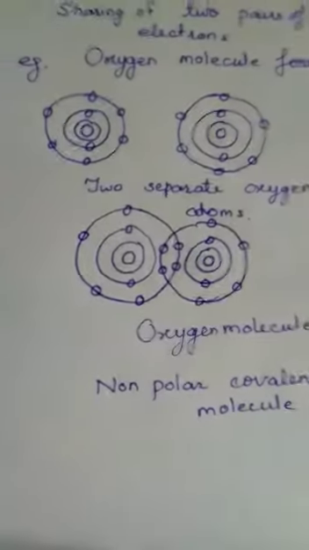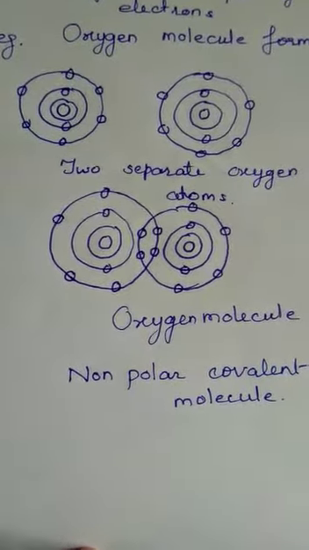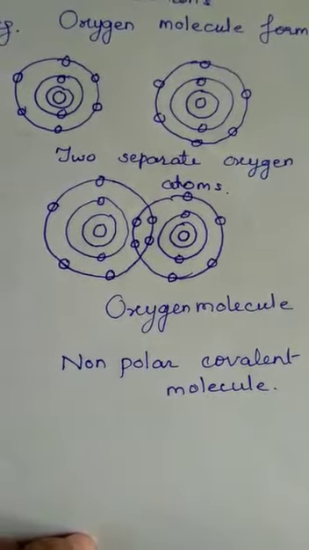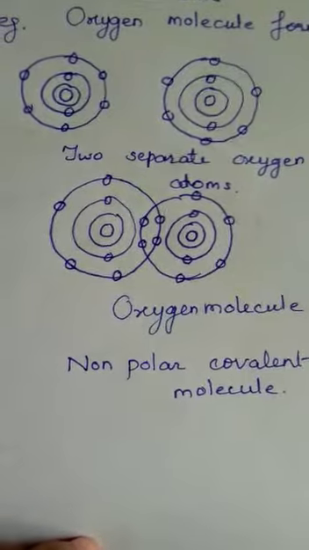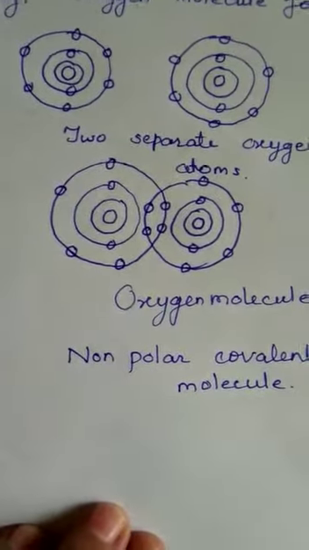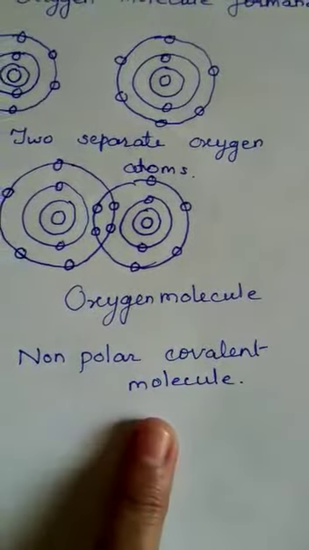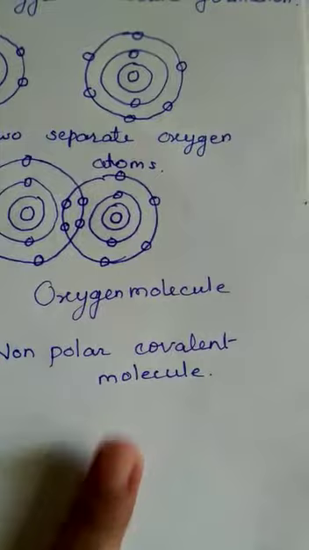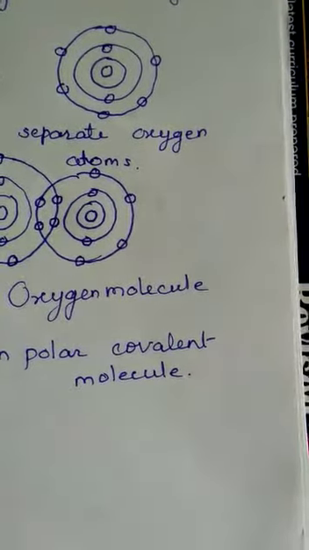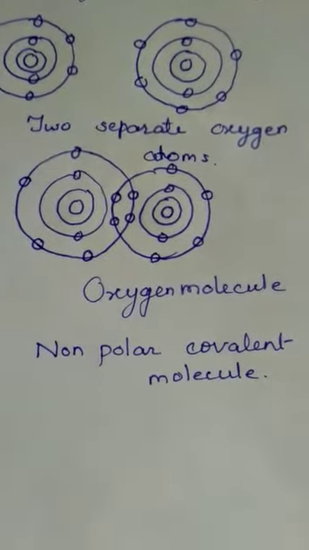Now when similar kinds of atoms are combining together, the electron pairs which are shared will remain for equal time with both the oxygen atoms. It will be shared equally between the participating atoms. Such bond formation is called a non-polar covalent bond, or a non-polar covalent molecule is formed, because the shared pair of electrons is equally shared between the participating atoms.